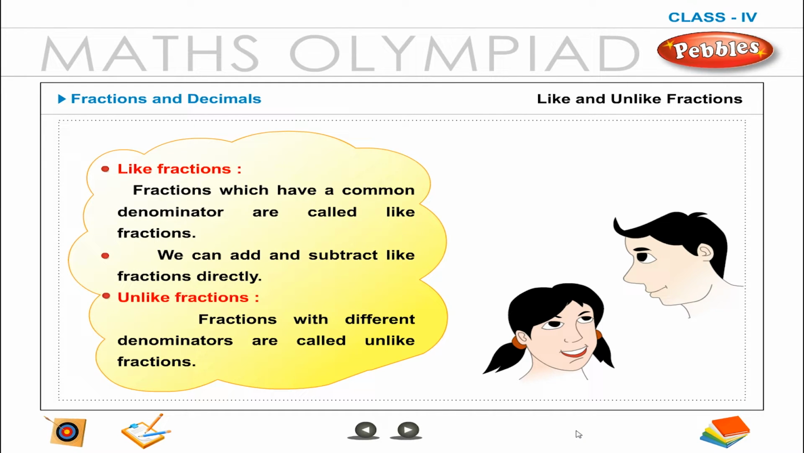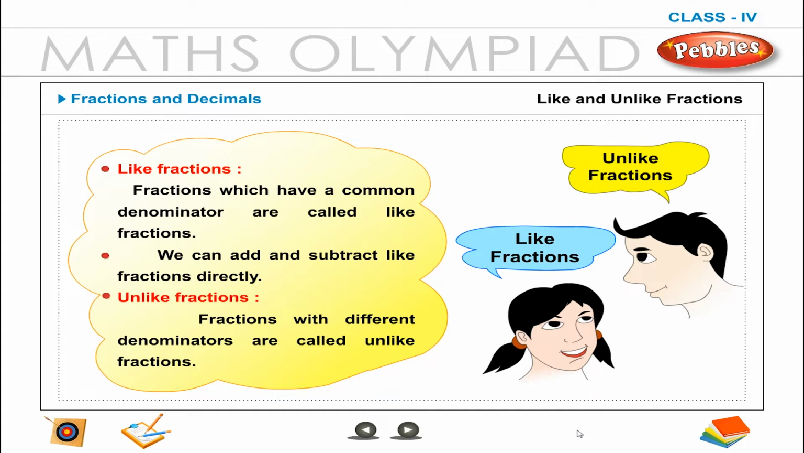Like and unlike fractions. Like fractions. Fractions which have a common denominator are called like fractions. We can add and subtract like fractions directly. Unlike fractions. Fractions with different denominators are called unlike fractions.